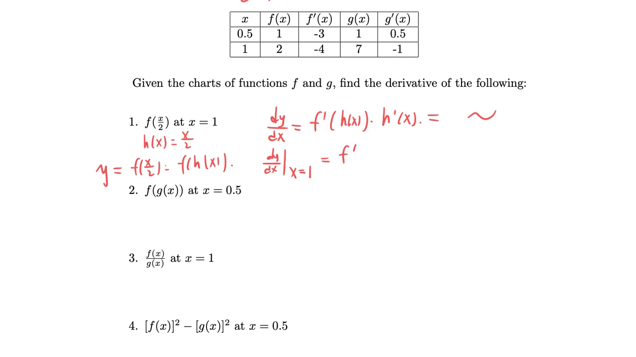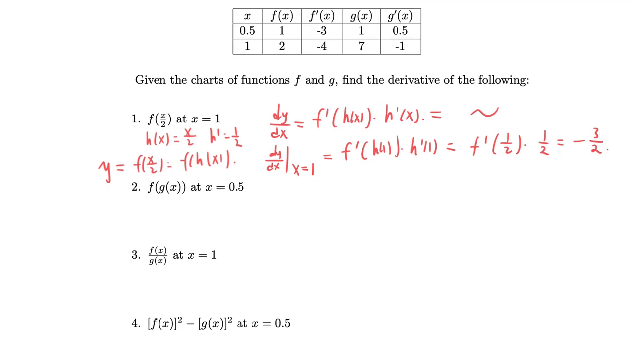This is going to be equal to f prime of h of 1 times h prime of 1. And that is equal to, h of 1 is 1/2, and h prime is equal to 1/2. So this is going to be f prime of 1/2 times 1/2, and f prime of 1/2 is -3. So this is -3 over 2, like this.